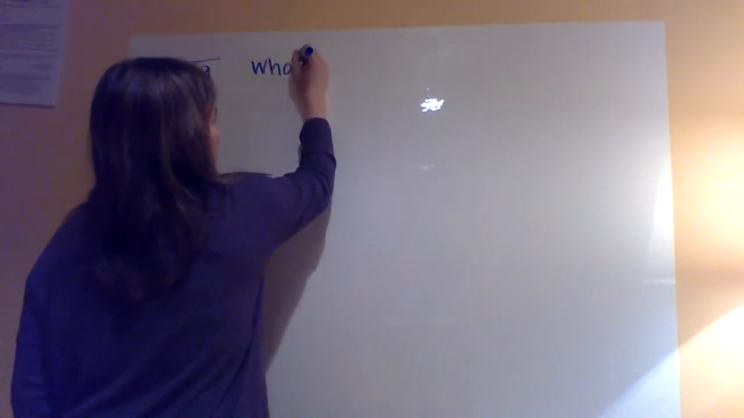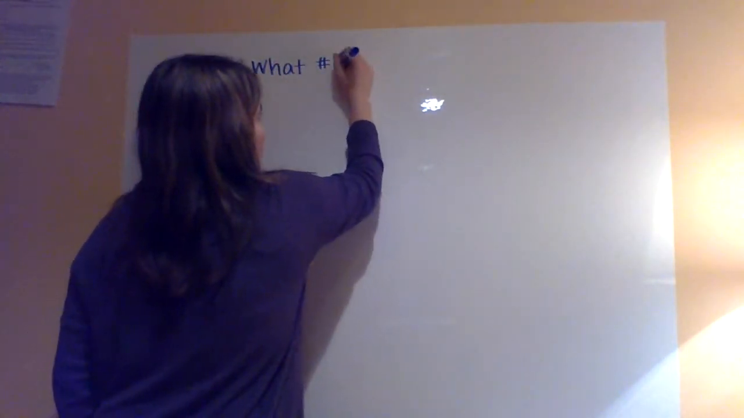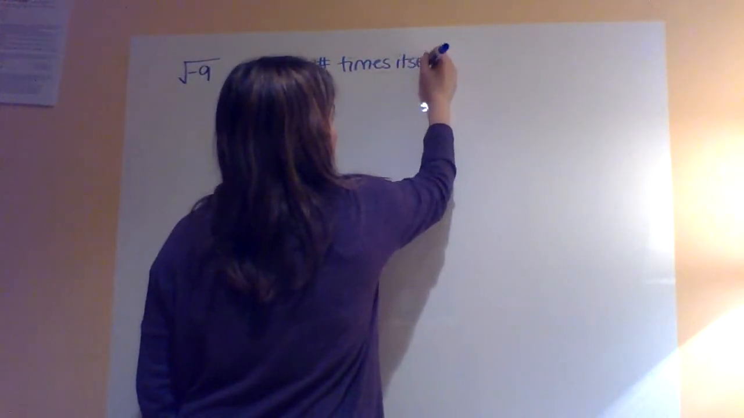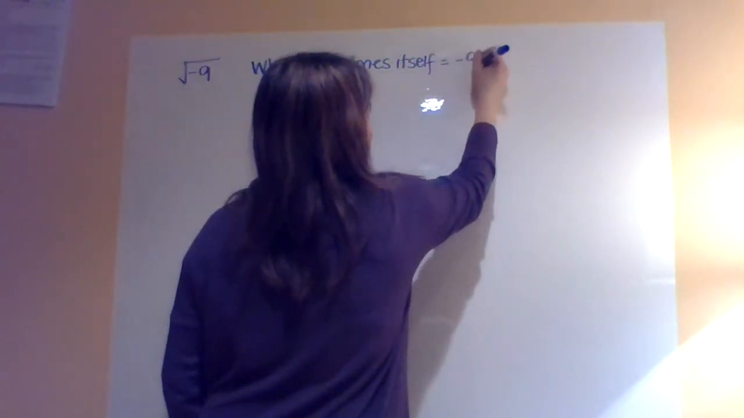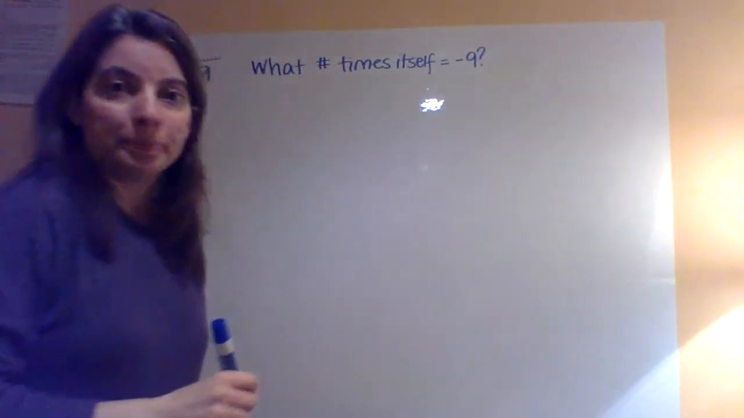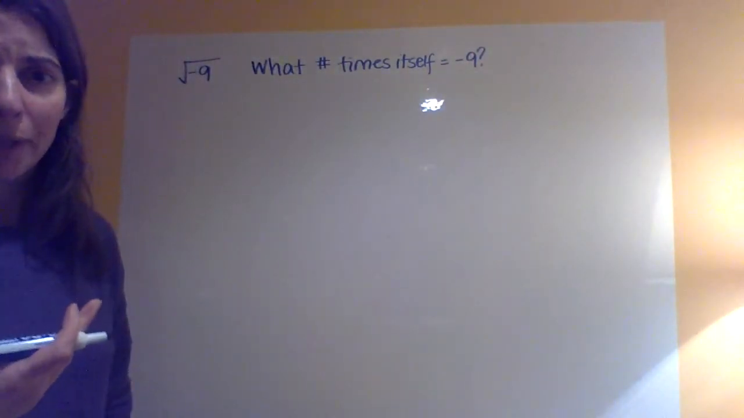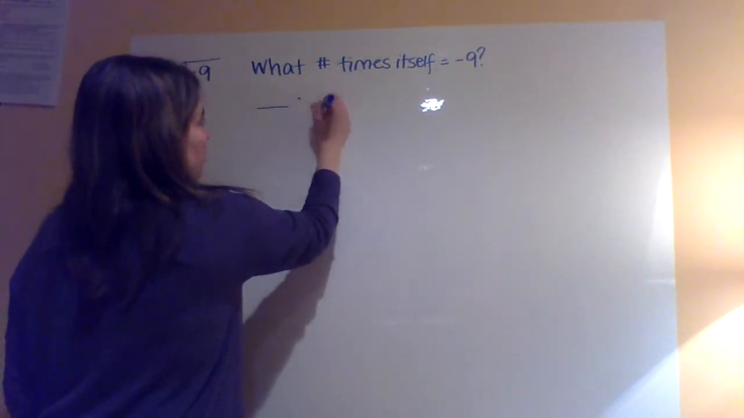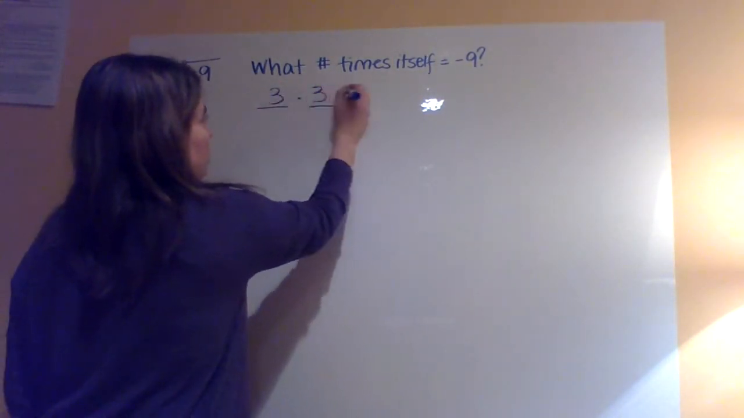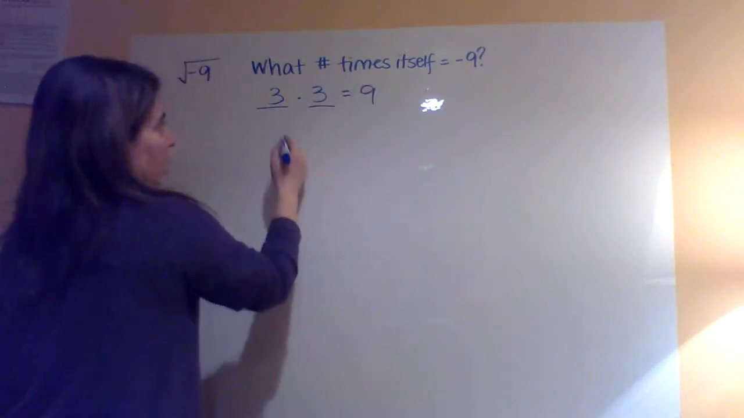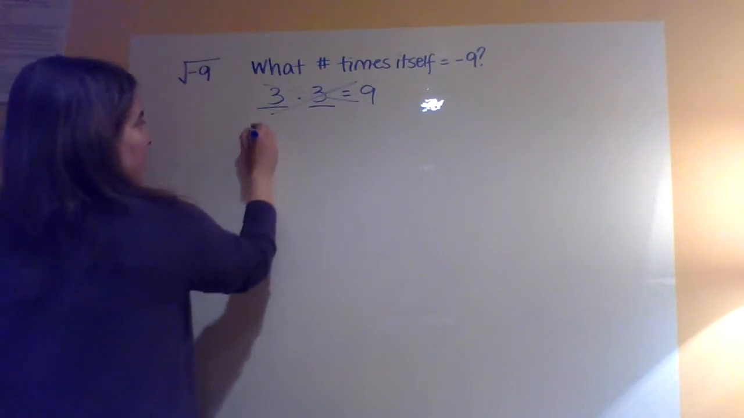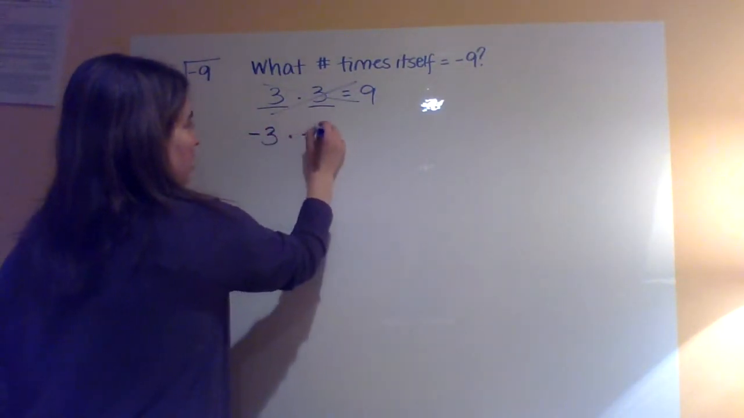Again, if we think about our question, this means what number times itself equals negative 9. So let's just think about what this might be. So we're thinking, okay, well, 3 times 3, we know that's positive 9. So that is not going to help us. Well, what about negative 3? Negative 3 times negative 3.